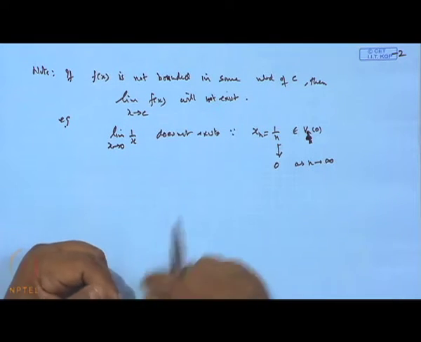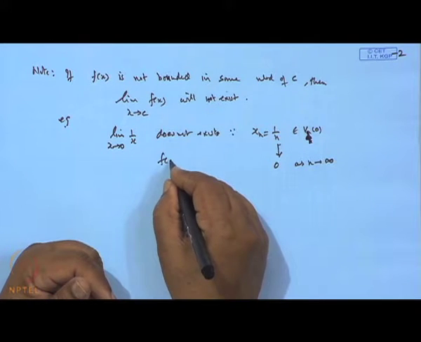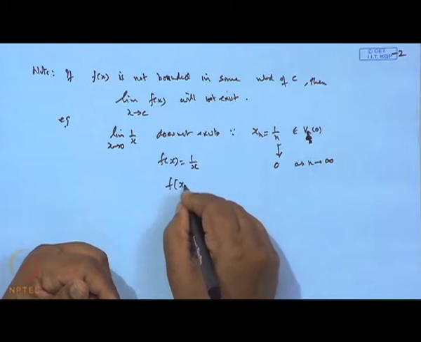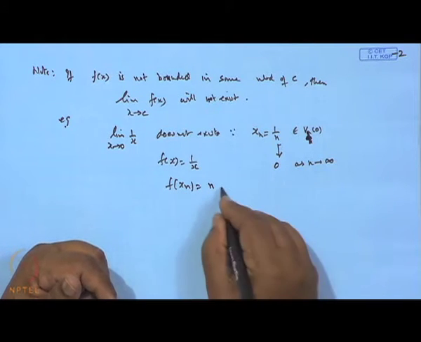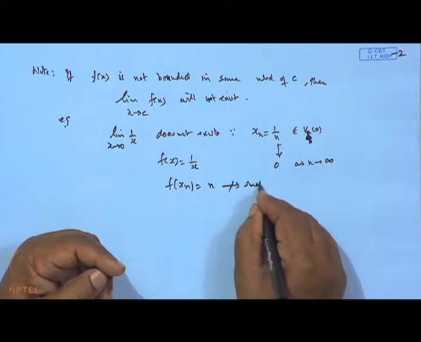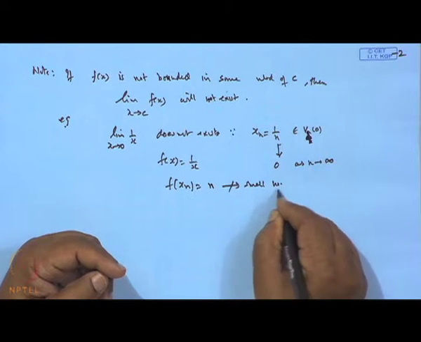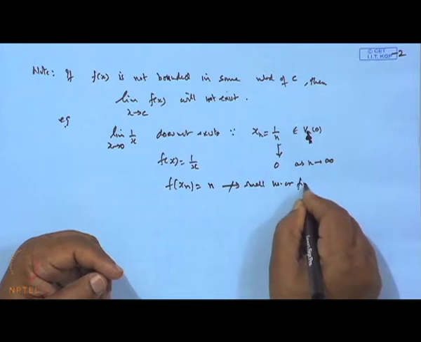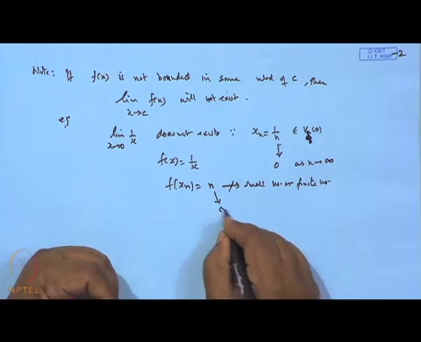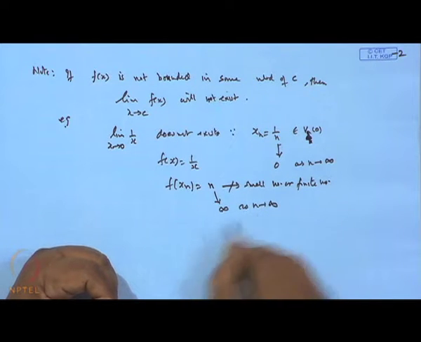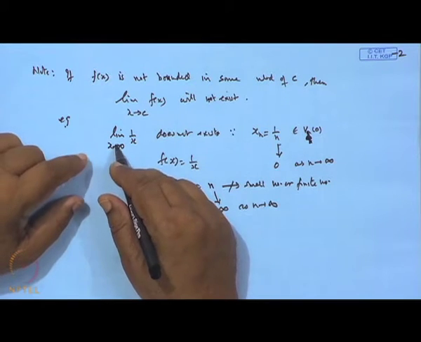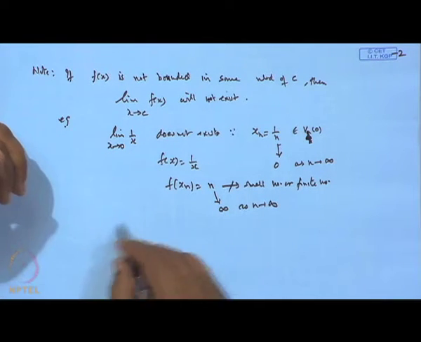So this sequence tends to 0, but what about the function? The function f(x) is given to be 1 by x. So what is the functional value? The functional value comes out to be n, which does not go to a finite number. In fact, it goes to infinity as n tends to infinity. So the limit does not exist, but this can also be justified in another way.